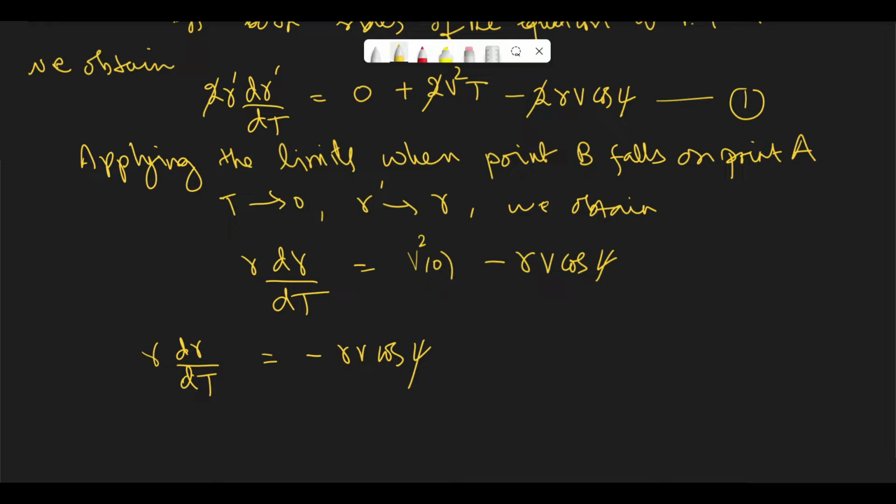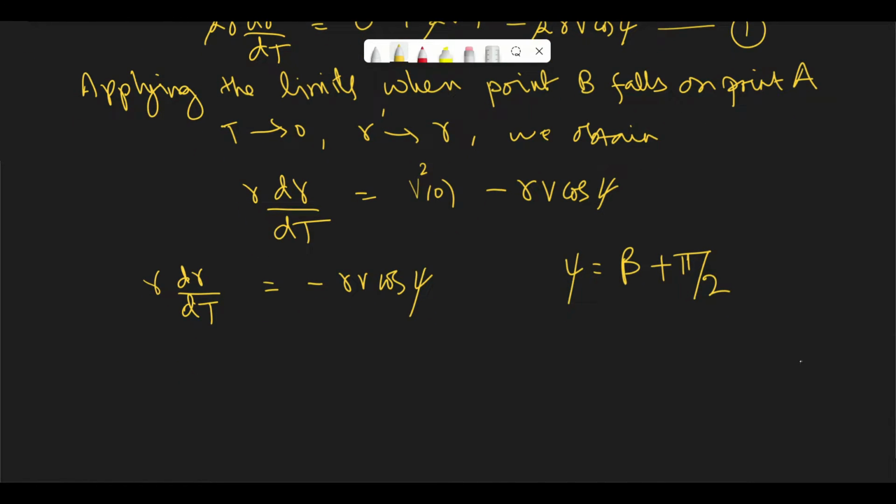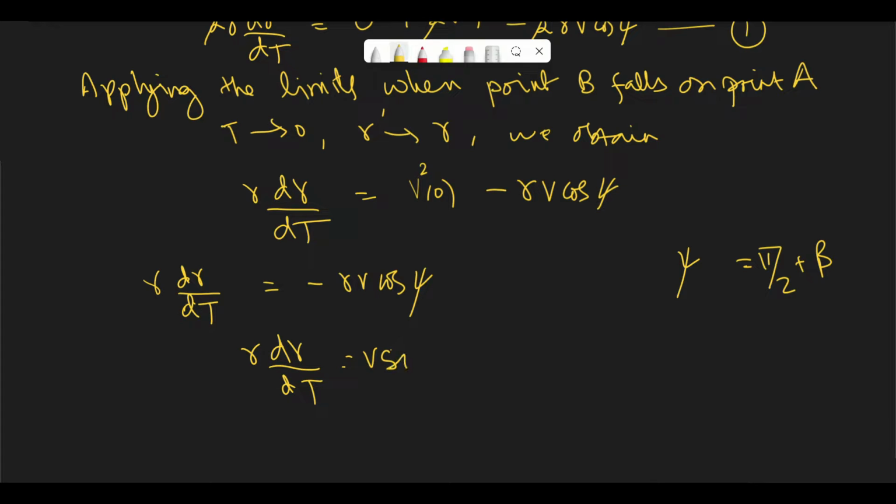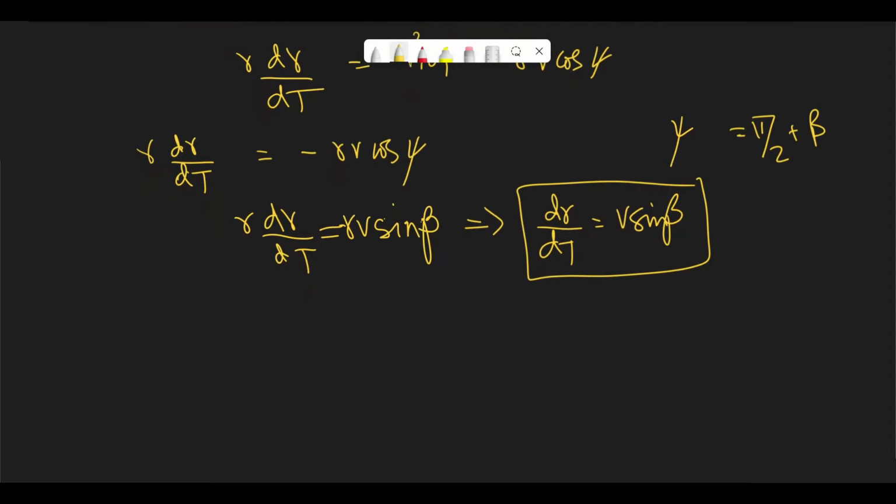Here we will introduce Tahir angle. Phi is equal to beta. Beta is Tahir angle plus pi by 2, or we can write pi by 2 plus beta. So we eventually obtain this, which gives us dr over dt equals v sine beta. So we obtain our first equation.